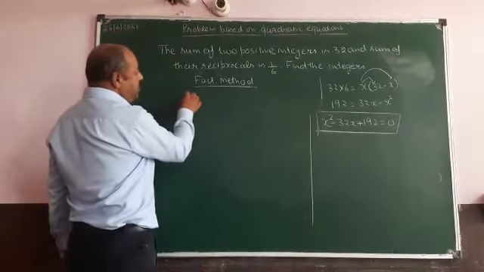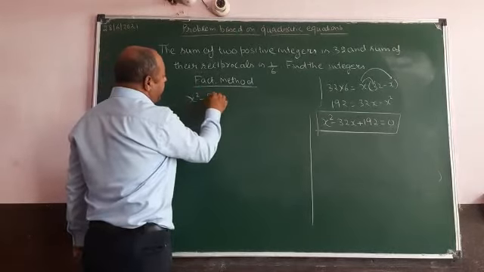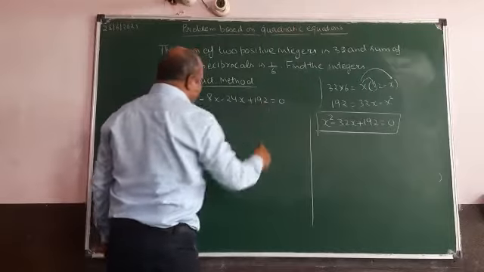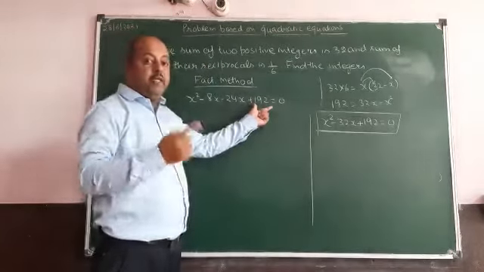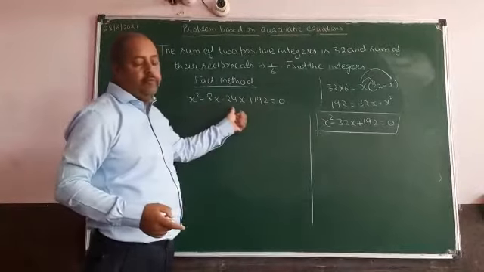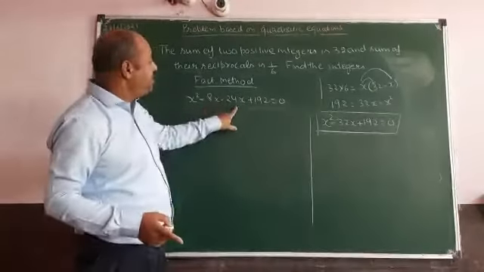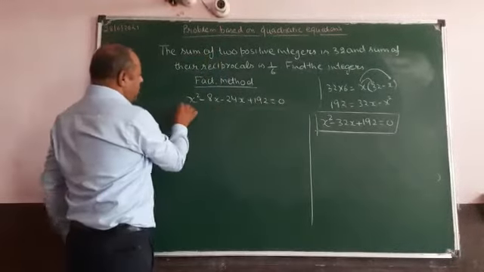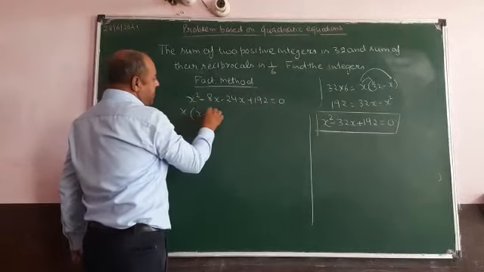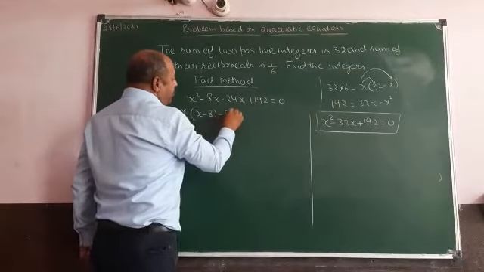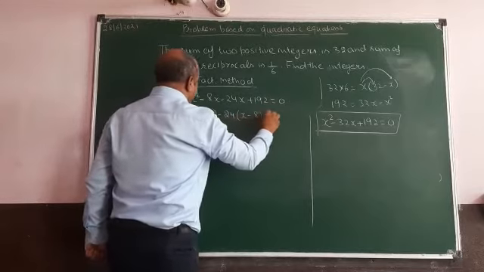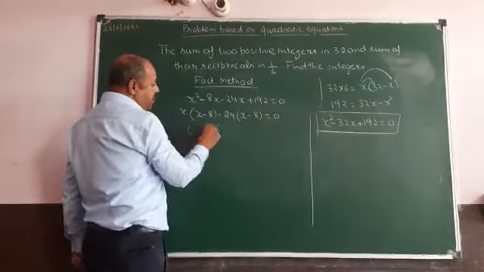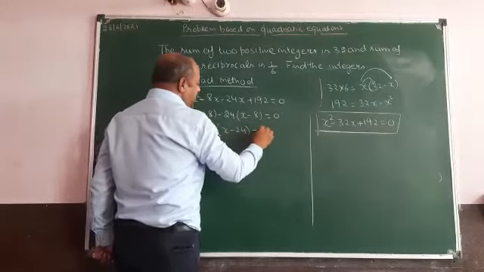So how will we do it? This will be x square minus 8x minus 24x plus 192 is equal to 0. Why? Because if we take the factors of 192, 8 into 24 makes 192, and 8 plus 24 makes 32. Because the minus sign is there, both will be minus. Now x will be taken common, this is x minus 8, minus 24 will be taken, this is x minus 8 equal to 0. Out of this, x minus 8 is common, inside it will be x minus 24 equal to 0.